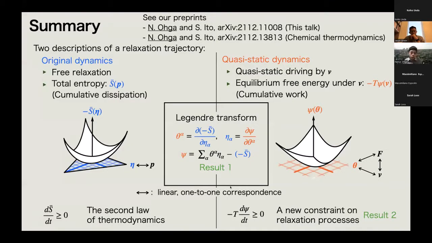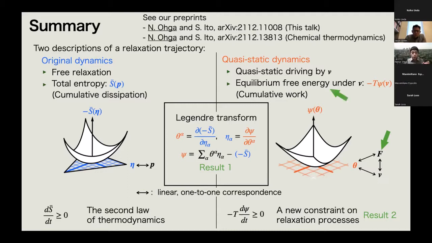Okay, so this is the summary. And before concluding, let me emphasize two points in our construction. First, with our construction, we can use a set of thermodynamic forces as a coordinate system. So this is what we wanted to construct in the introduction. And in fact, it gives a new insight into the process, as demonstrated by the model calculation.